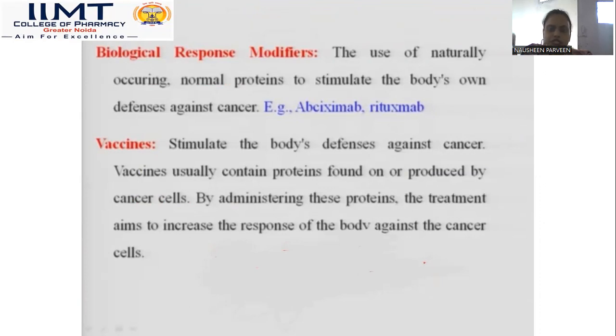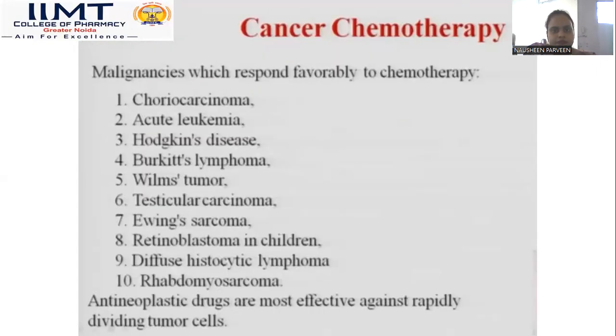Next, vaccine stimulates the body's defense against cancer. Vaccines usually contain proteins found on or produced by cancer cells. By administering these proteins, the treatment aims to increase the response of the body against the cancer cell. Next, malignancies which respond favorably to chemotherapy. First is choriocarcinoma, acute leukemia. Third is Hodgkin disease, Wilms tumor, testicular carcinoma, retinoblastoma in children, and last, diffuse histiocytic lymphoma.